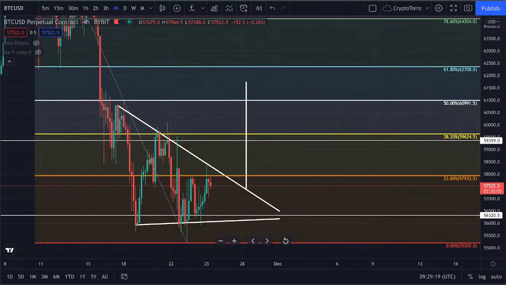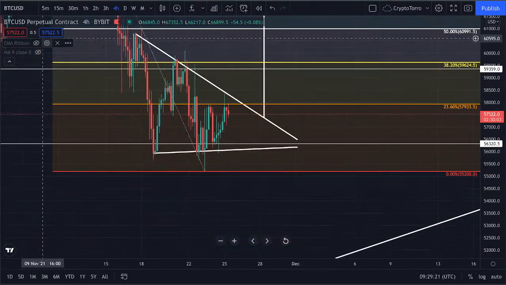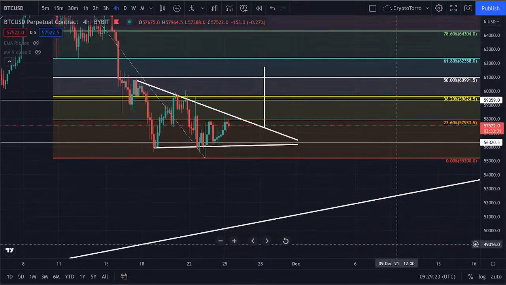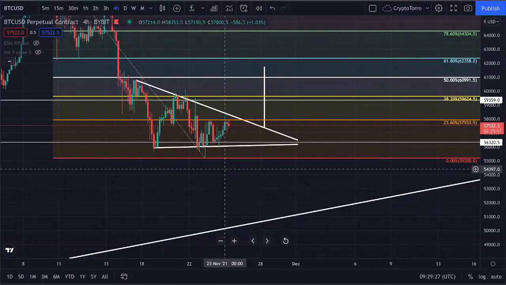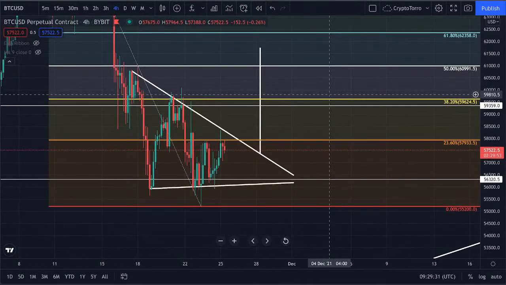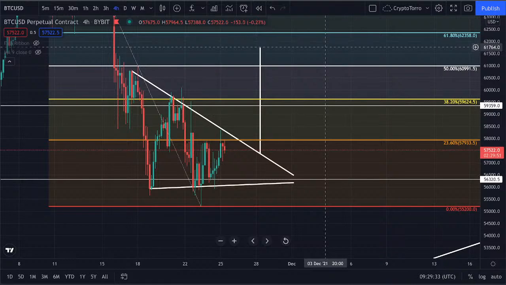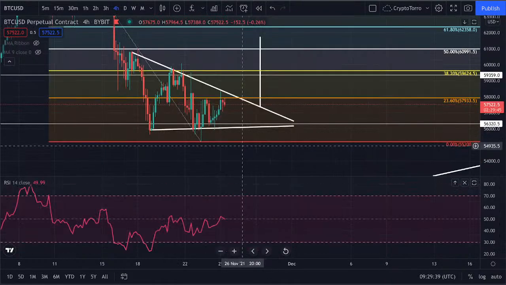So a breakdown is heading towards the 51,000, once more finding support on top of this ascending support line on the broader time frame, on the daily time frame. But as well, if we do see a breakout occur, we will be heading towards the 61,763 US dollars. So that is actually quite interesting to me. And let's take a quick look as well at the RSI.